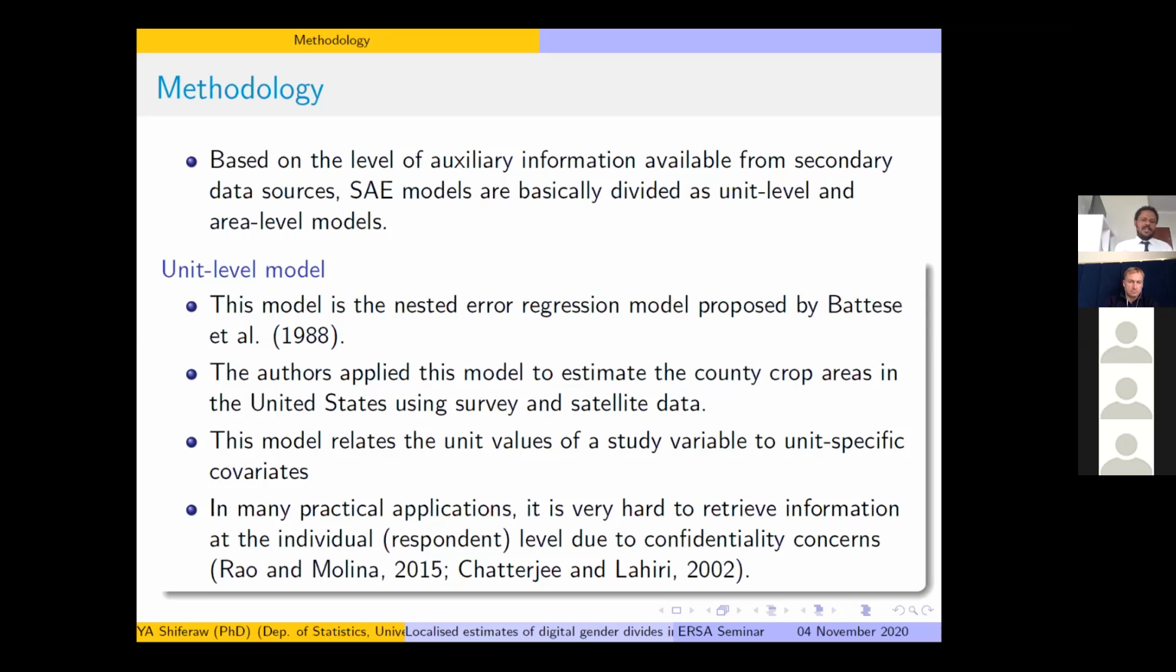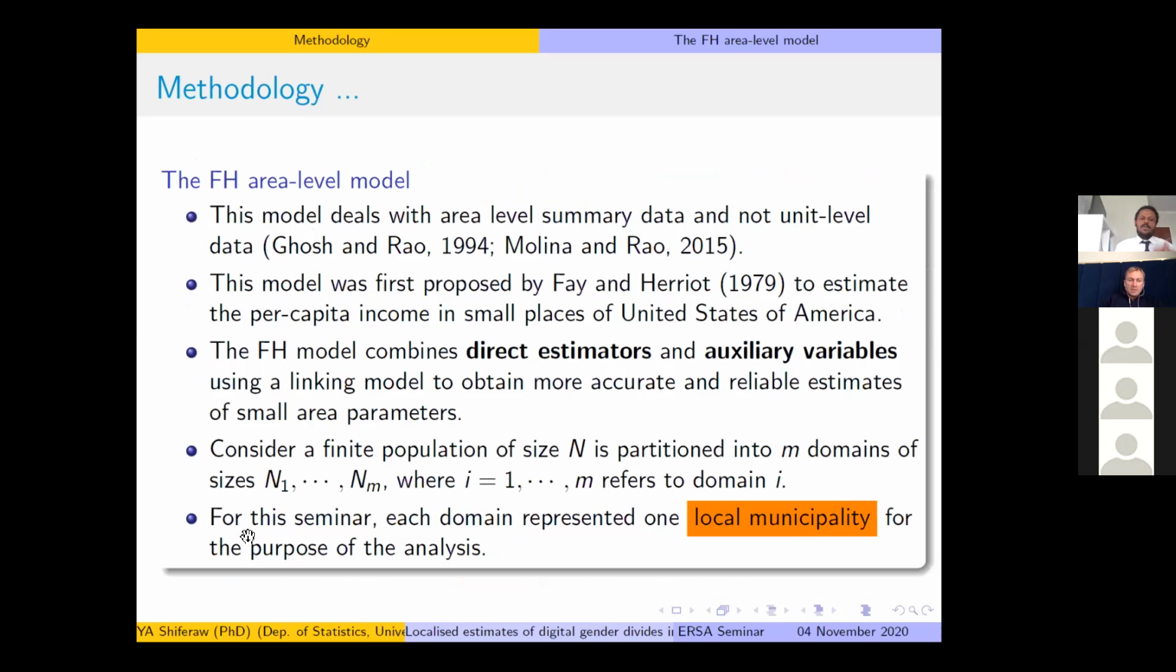In many practical applications, it's very hard to retrieve information at the individual or respondent level due to confidentiality concerns. I got this data from Statistics South Africa, but it is aggregate data, not individual level data. If I want the individual level data, I will not get it because of the confidentiality concern. So we have another model, the Fay-Herriot area level model.